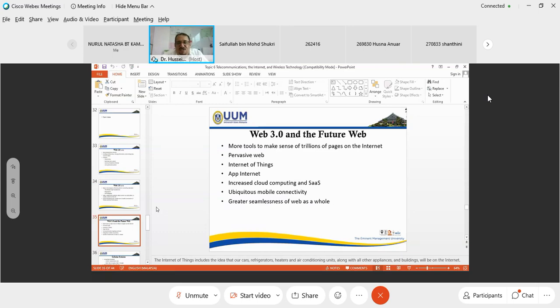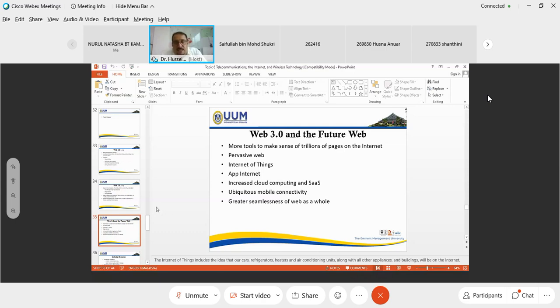Web 3.0 and the future web. What is Web 3.0? This is a bold tool to make sense of trillions of pages on the internet. Web 3.0 is a more persuasive web that can attract you and convince you to buy something more easily, and explain a lot of things. It can read your semantics, your feelings, and your browsing behavior on the internet. So it is a persuasive web that can convince customers and provide the right information at the right time for the customer to buy things.